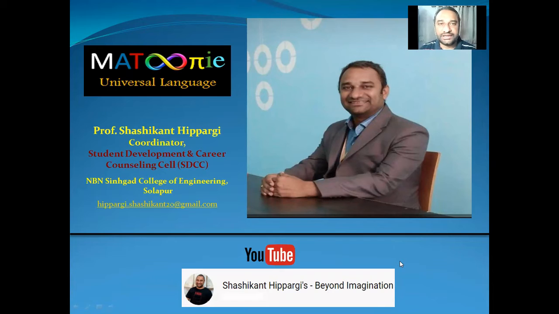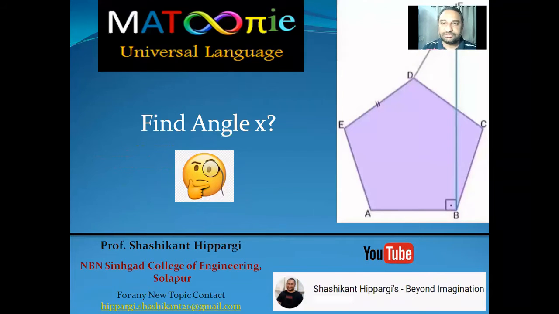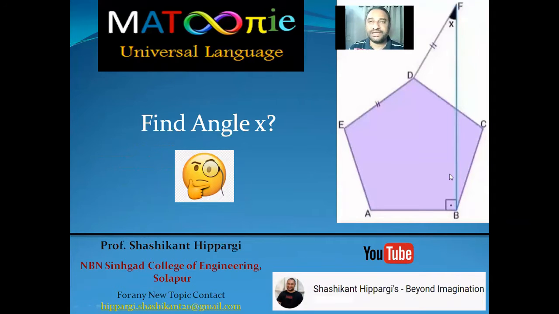So today I have a question from the MATPI group which was related to the Pentagon, and the question was to find the angle X. It's a regular pentagon where all sides are equal, which you can see from the diagram itself. So today we need to find the value of this X.